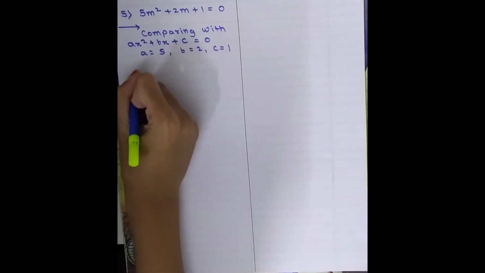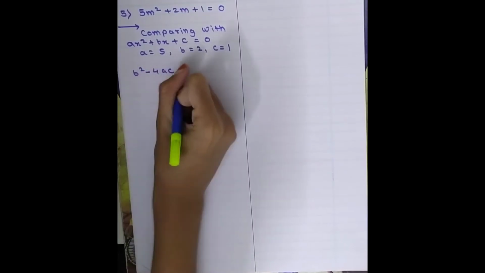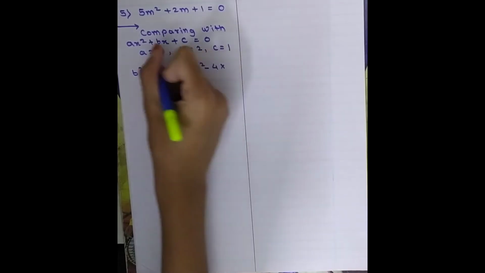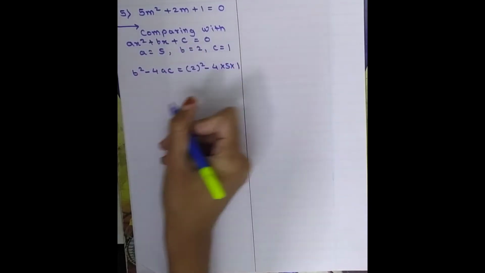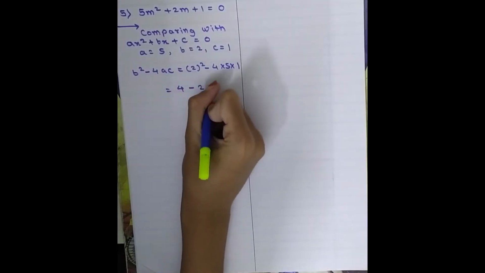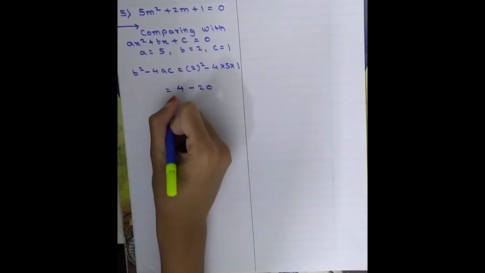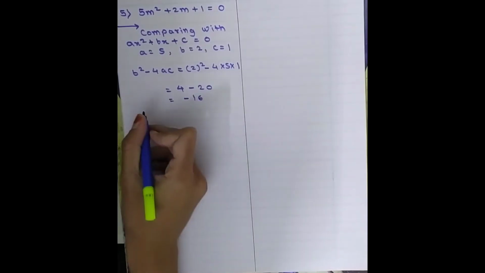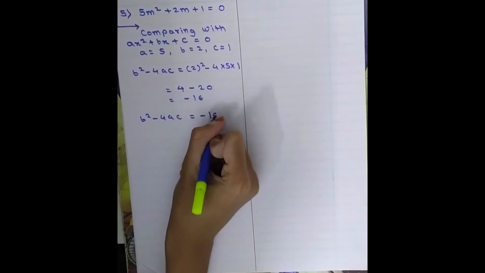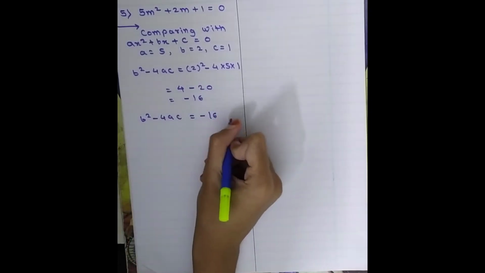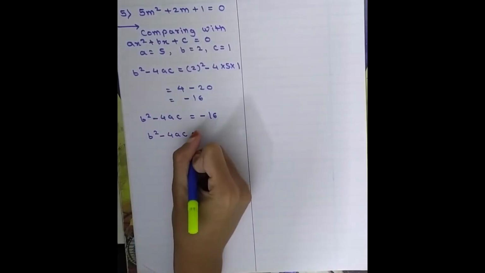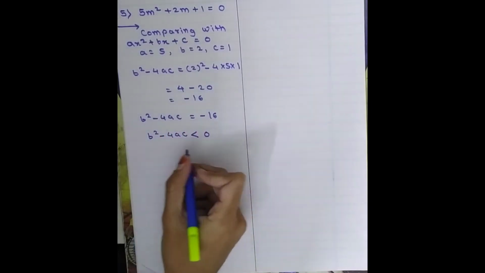Now first find b square minus 4ac. b square is 2 square minus 4 multiplied by a is 5 multiplied by c is 1. So 2 square is 4 minus 4 fives are 20. Now 4 minus 20 is minus 16. Now look, b square minus 4ac is equal to minus 16. So it is less than 0.